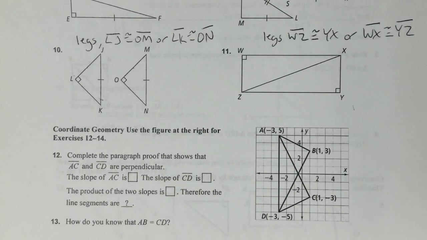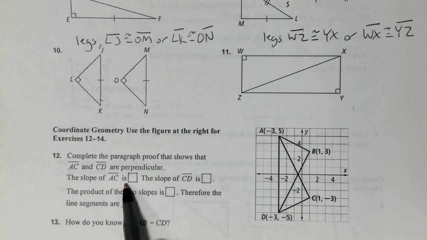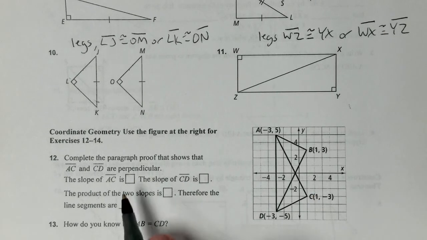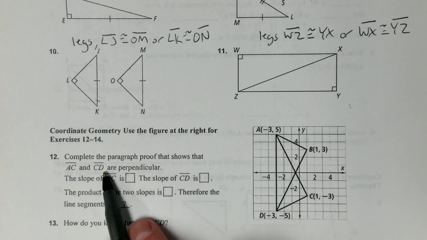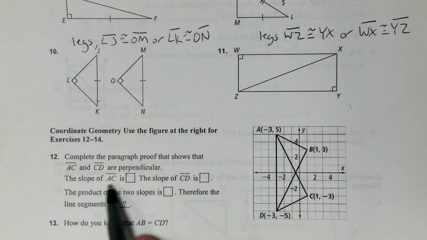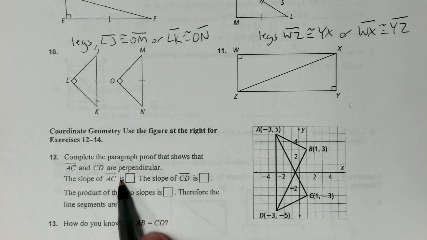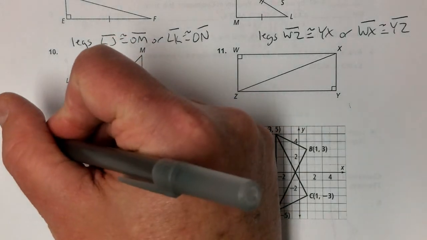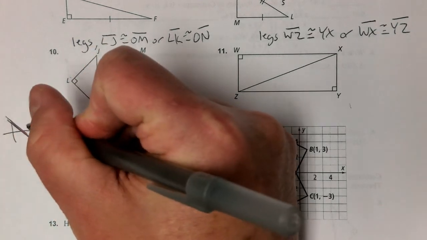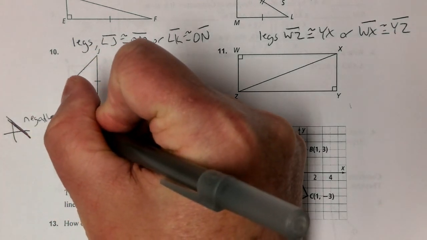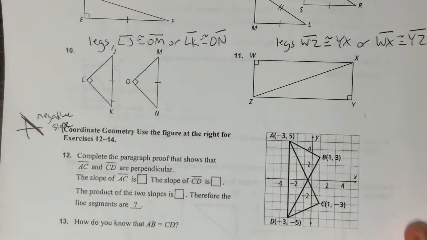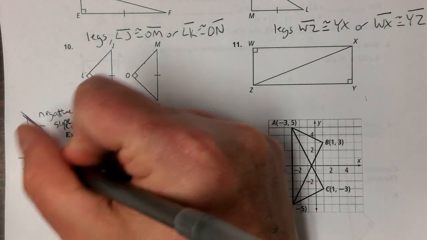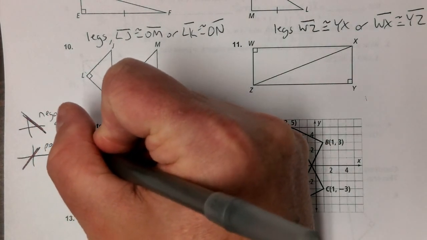Okay, the next one, we have a couple of blanks over here. It says on coordinate geometry with a graph, basically, complete the paragraph proof that shows that AC and CD are perpendicular. The slope of AC is. So the first thing is, you remember, if it's like this, that means it's negative slope. And if it's like this, that'd be positive slope.